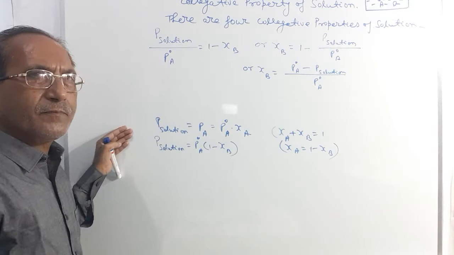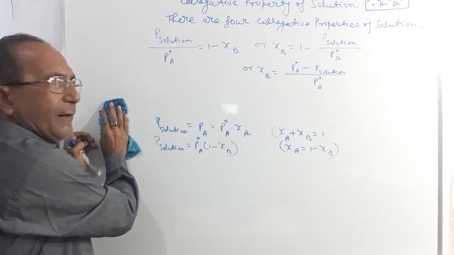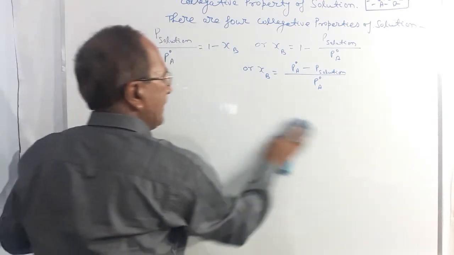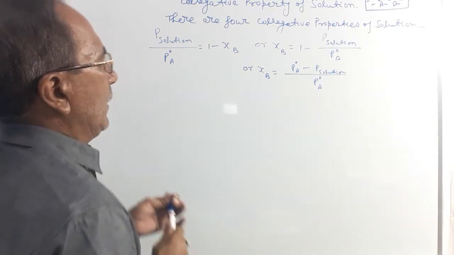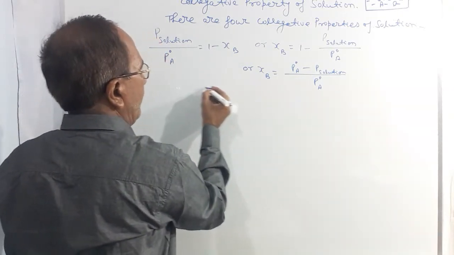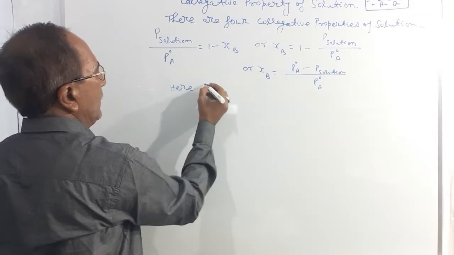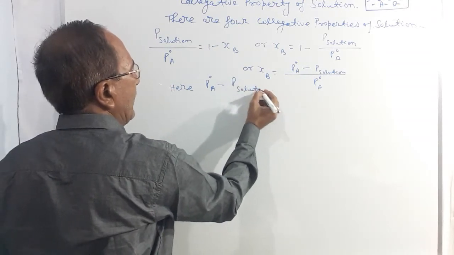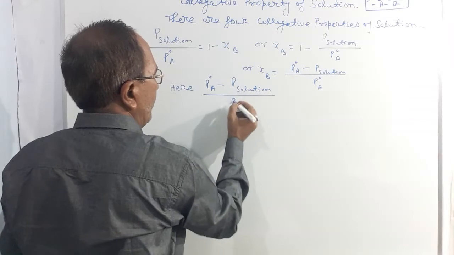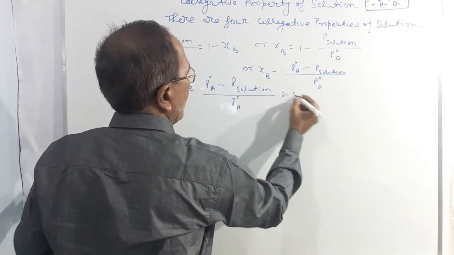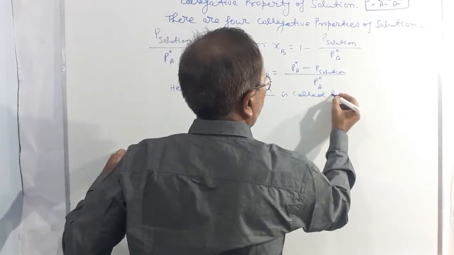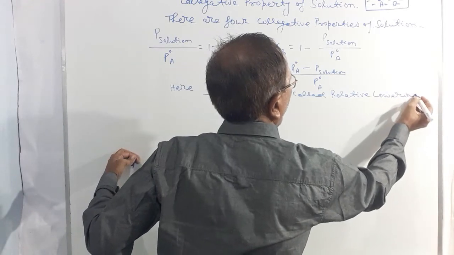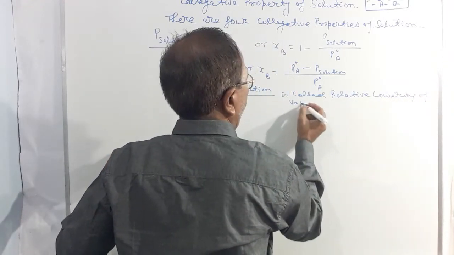So here, P naught A minus P solution divided by P naught A is called relative lowering of vapor pressure.